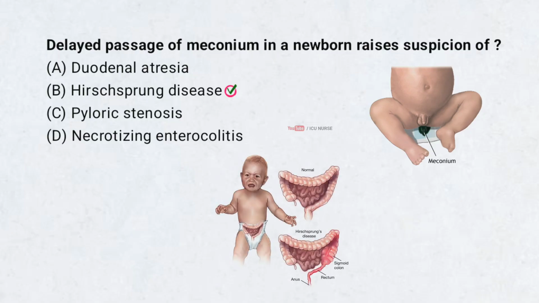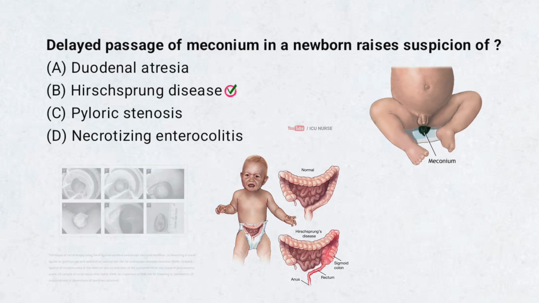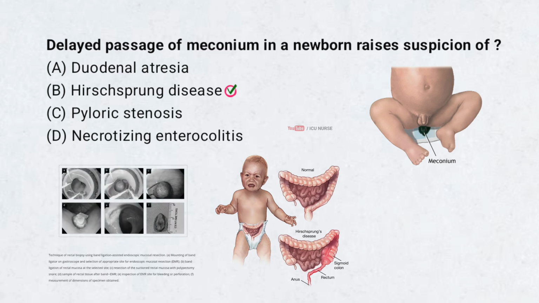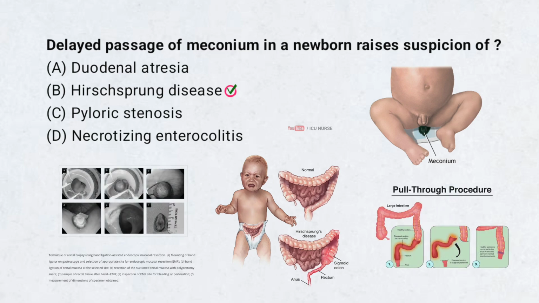Failure to pass meconium within 48 hours may suggest Hirschsprung disease. It's due to absence of ganglion cells in the bowel. Diagnosis is confirmed by rectal biopsy. Treatment is surgical removal of the affected segment.